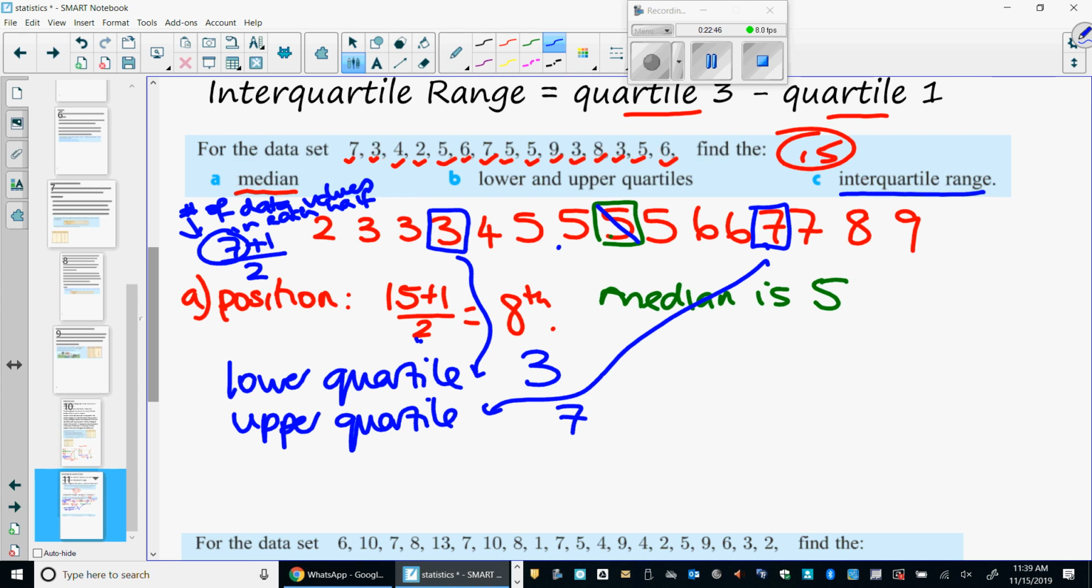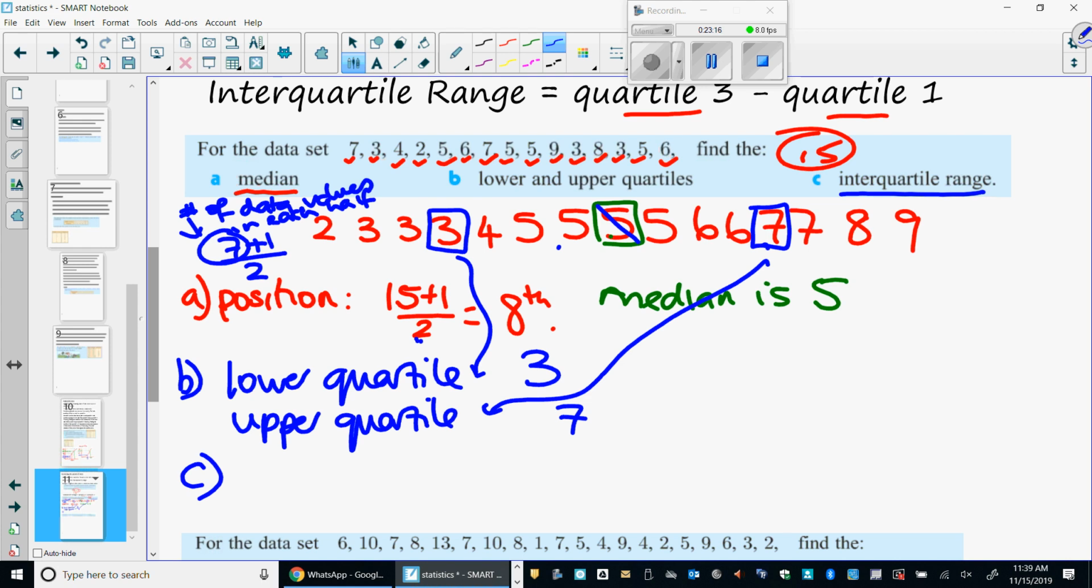So that's question A we've done. Question B we've done. Now question C has asked us for the interquartile range. This should be the quickest and easiest thing we've done, because what did I say the interquartile range was? It's the highest. Oh, be careful, that's just the range. The interquartile range is quartile 3 minus quartile 1.